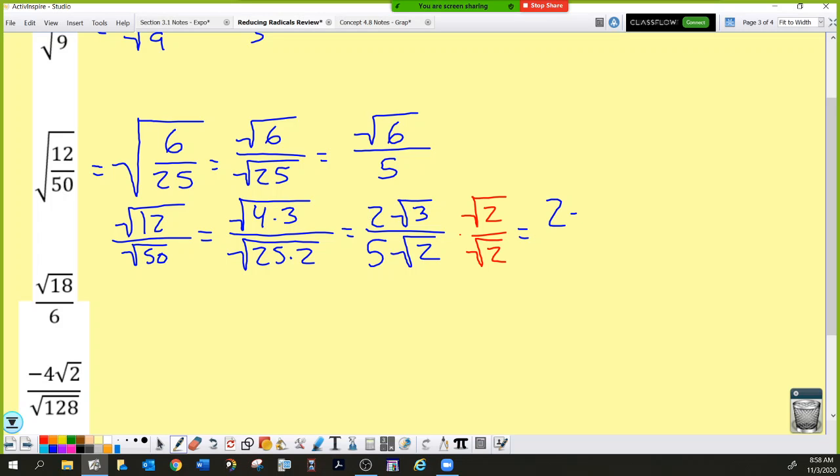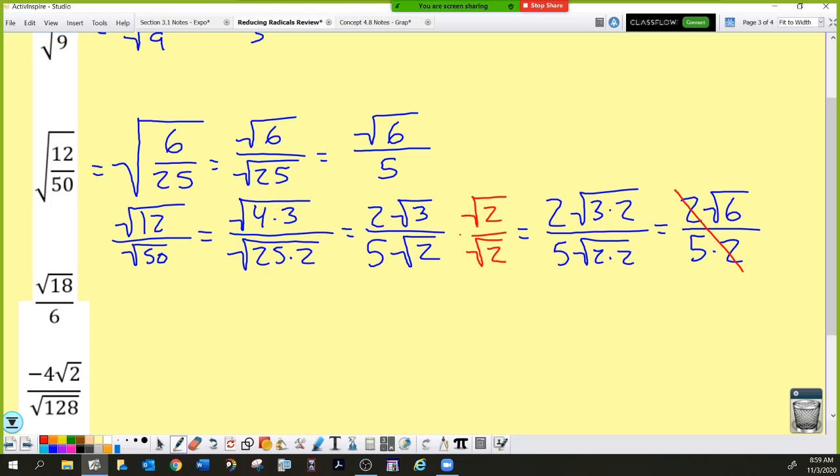This will give me 2 times the square root of 3 times 2. See, I put the root 3 and the root 2 together. And on the bottom, this will give me 5 times the square root of 2 times 2. But the square root of 2 times the square root of 2, that's the square root of 4, right? What's the square root of 4? It's 2. So what this gives me is a 5 times 2 on the bottom and a 2 times root 6 on the top. And then watch this.